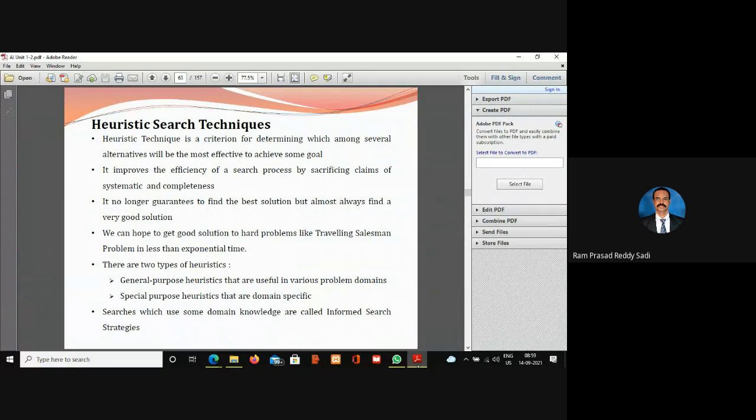Well, we had a discussion on the exhaustive search techniques, that's BFS, DFS, iterative deepening depth first search, and bidirectional search. Those are uninformed searches, or you may call them blind searches also.